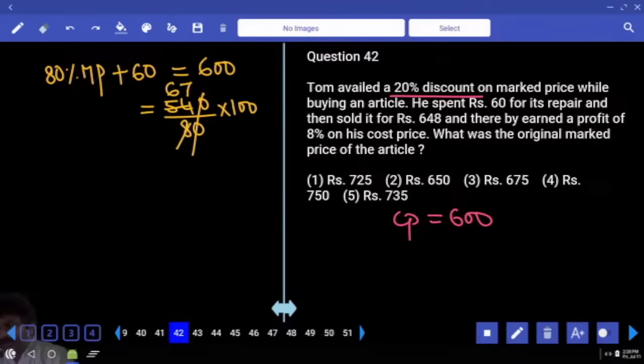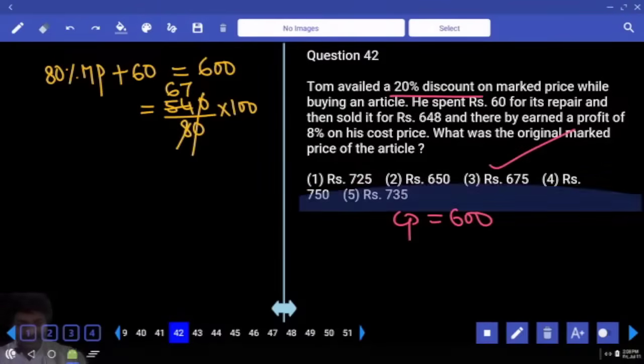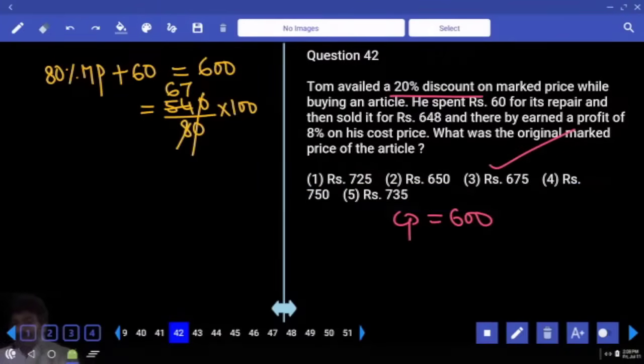67 times. There is only one option which starts with 6, 7. Answer, third option. If you calculate, you'll get 0.5 here. 67.5 into 100. Sorry, that is 6.75, not 67.5.